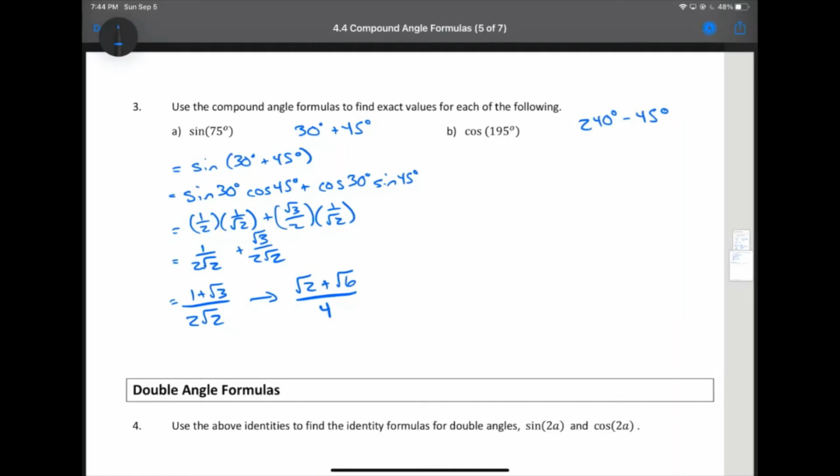All right, let's try the second one then. Cos of 195 is the same thing as cos of 240 minus 45. And the formula for that one says that we take the cos of both of the angles, multiply them together, and then it's minus plus, which means it's the opposite sign of the one we've already used. So we used a minus between the 240 and the 45, so now we use a plus, and now we do sine of 240 and sine of 45.